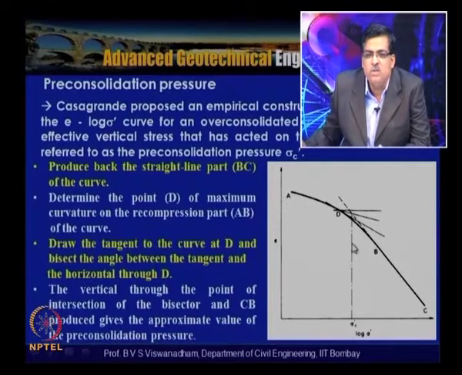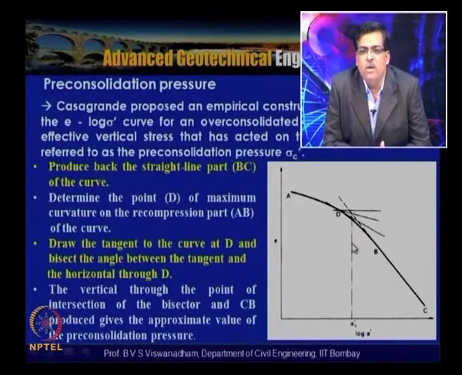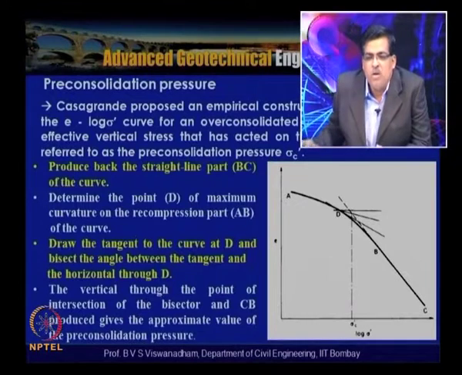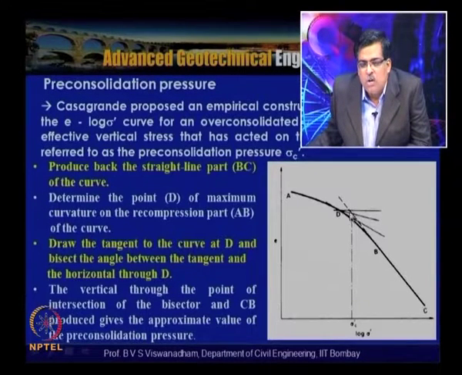This involves some sort of judgment, and by proper judgment the determination of the point D of the maximum curvature of the recompression part AB of the curve can be obtained. Then we have to draw the horizontal, parallel to the logarithmic sigma dash axis, through point D, and draw a tangent passing through D.